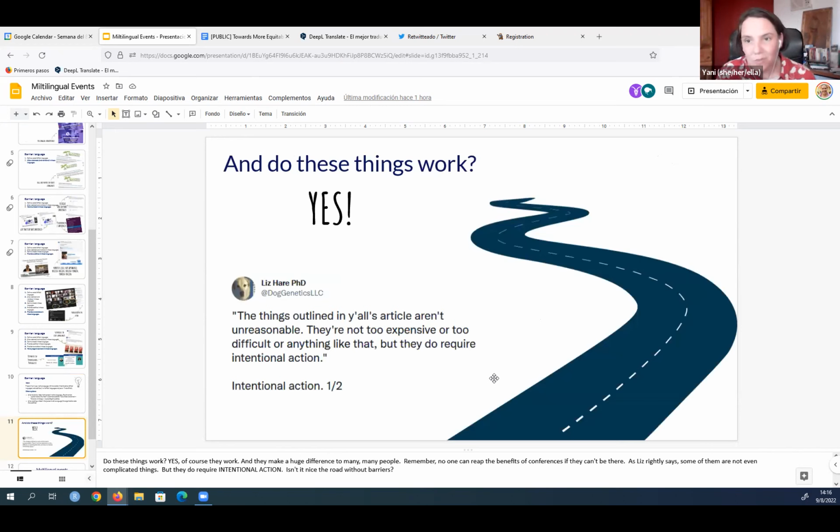So do these things work? Yes, it works a lot. I am going to be more willing to participate in an event that allows me to do less work and to be more comfortable and to be myself. I know the same person is different in English than in Spanish. It is incredible, but it is like that.